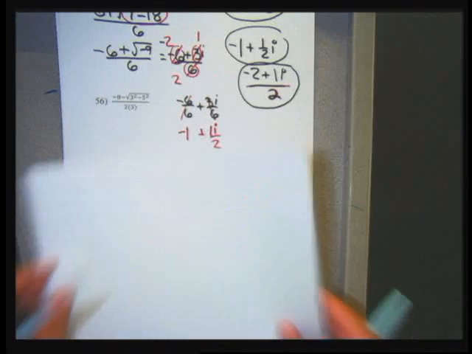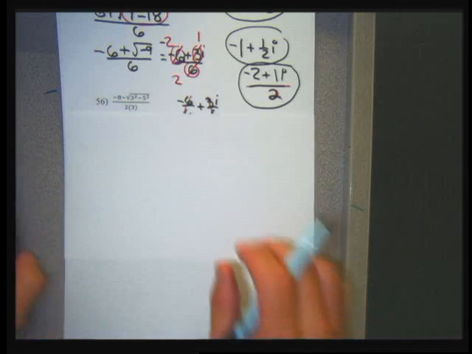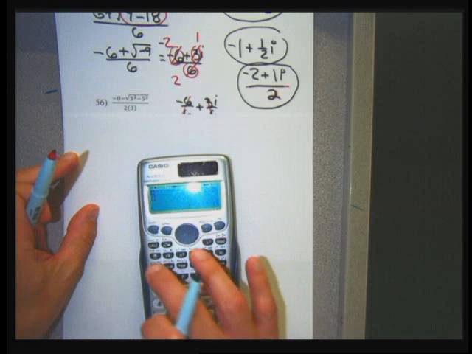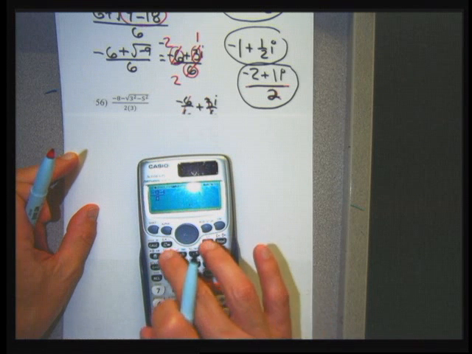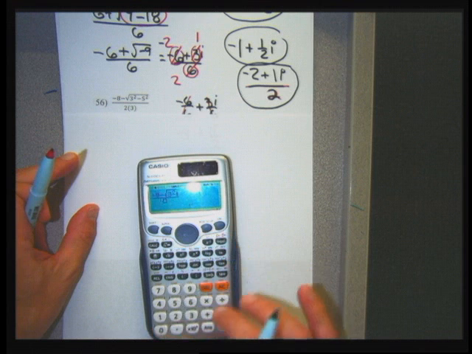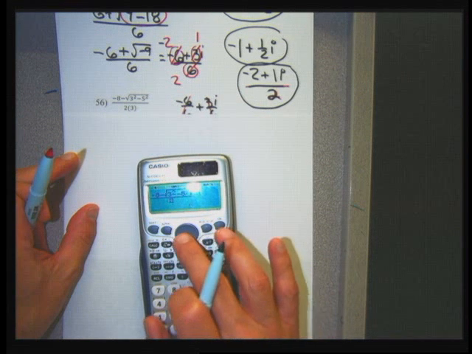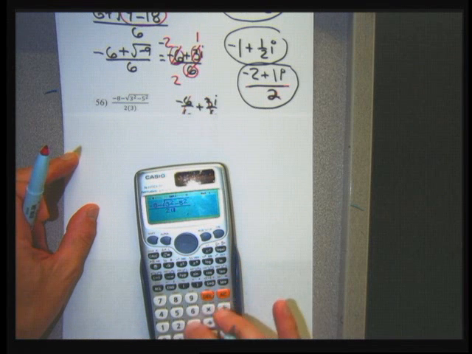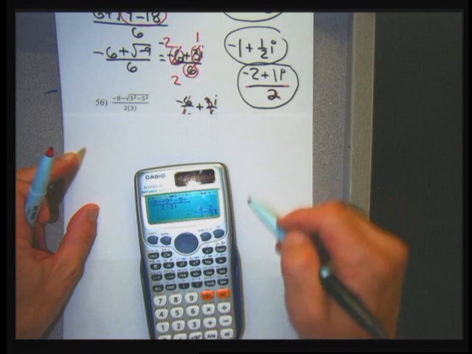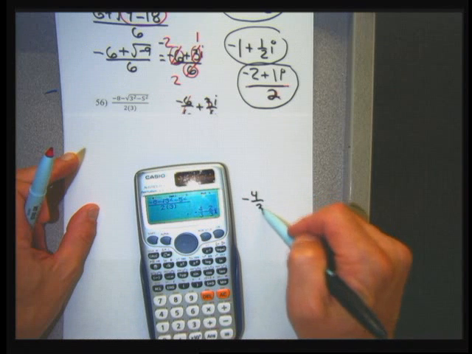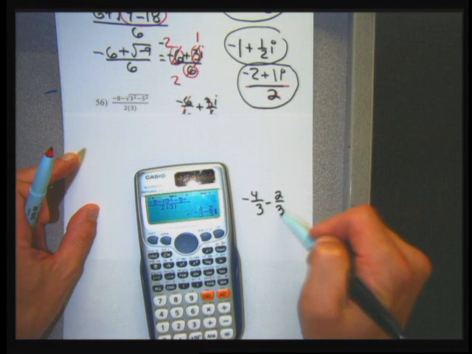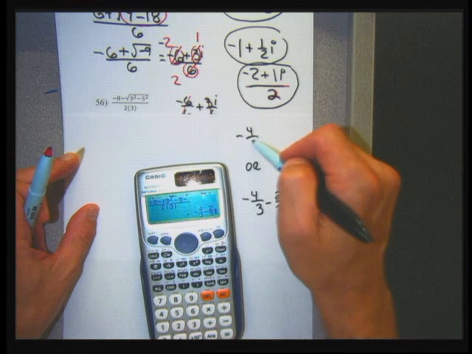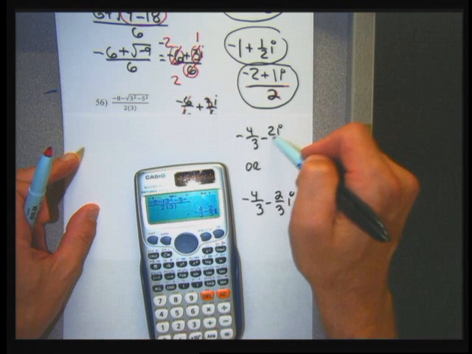So 56 on my calculator, hopefully where you can see my calculator, fraction negative 8 minus fraction 3 squared minus 5 squared over 2 times 3. And the answer I'm going to get is negative 4/3 minus 2/3 i, or negative 4/3 minus 2i over 3.